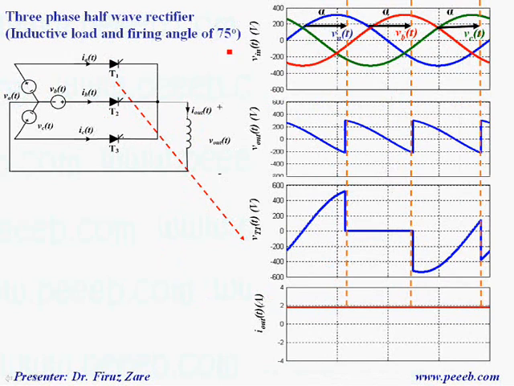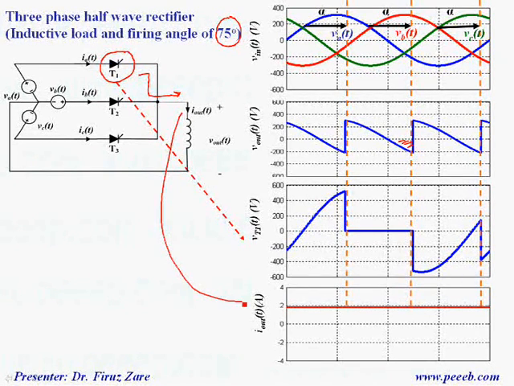So when we change the firing angle into 75 degrees, then here we can see that even over this period, because the output voltage is negative, that doesn't mean that this thyristor should be turned off. The reason is that still the current is positive. That means load current is continuous, positive. That means current through the thyristor is positive, so this one is on.